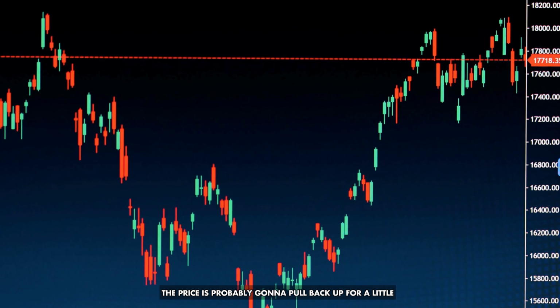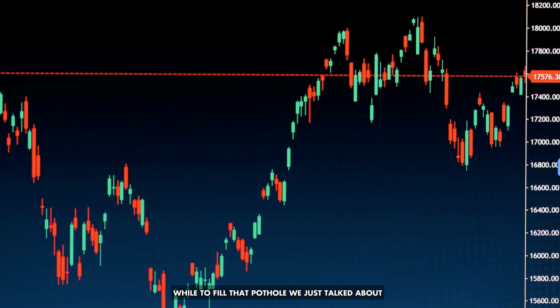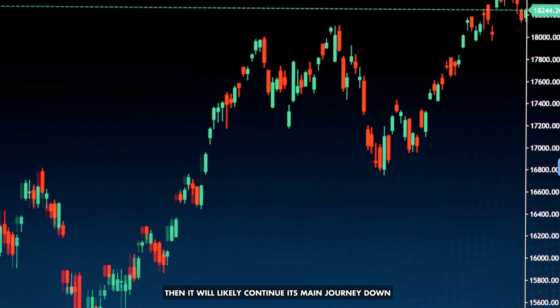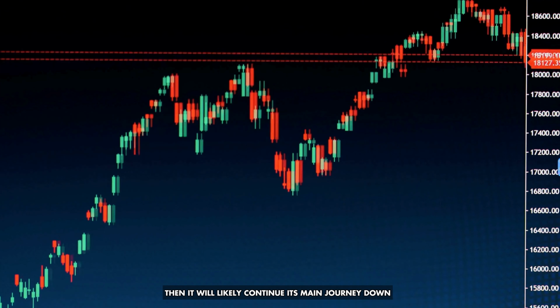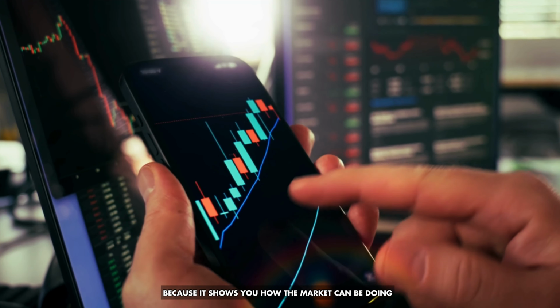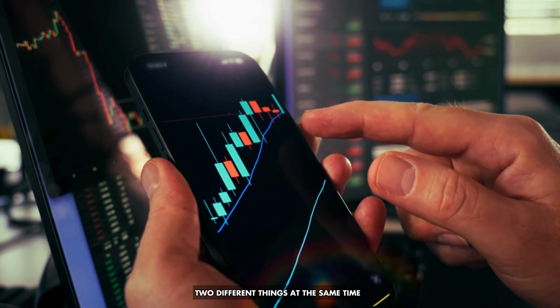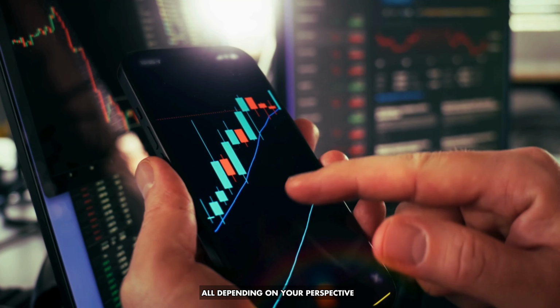It's hinting the price is probably going to pull back up for a little while to fill that pothole we just talked about. Then it will likely continue its main journey down. This is so cool because it shows you how the market can be doing two different things at the same time, all depending on your perspective.